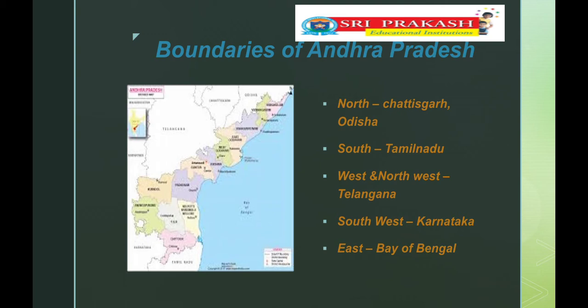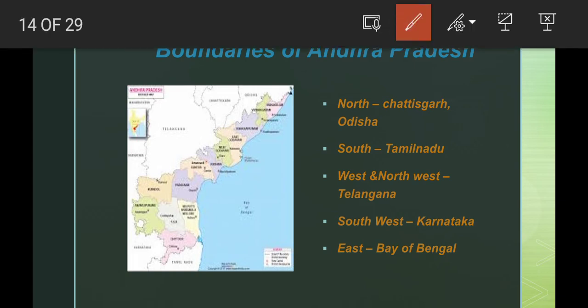In the north direction are Chhattisgarh and Odisha. In the south direction is Tamil Nadu. Just you see, where is the north? This is the north direction: Odisha, Chhattisgarh. And the south direction, where is south? This is south, children: Tamil Nadu. This is the west direction. In the west direction, northwest is Telangana. It is northwest, children.